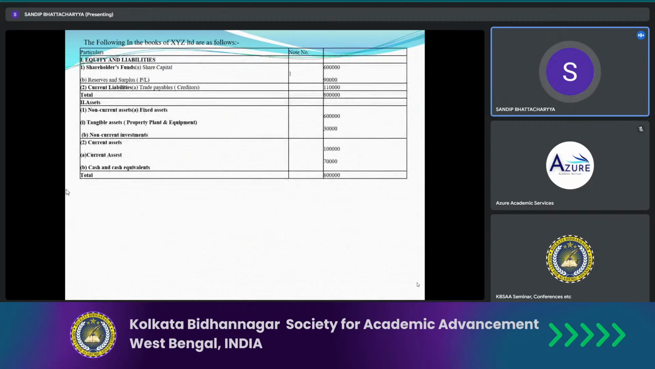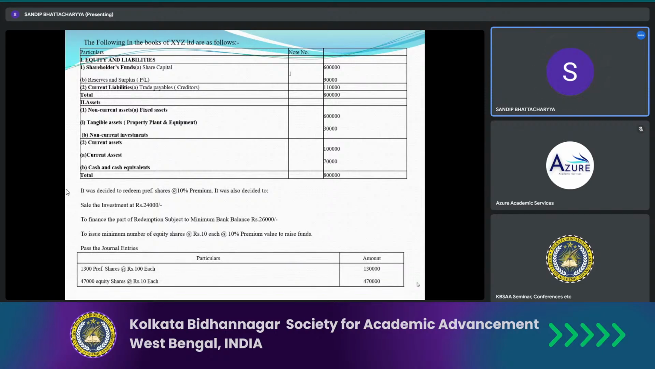So now, as you can see, another type of important sum. The following are the books of XYZ Limited. Now this is a balance sheet. That is equity and liabilities. The share capital is rupees 6 lakh. That is note number 1.